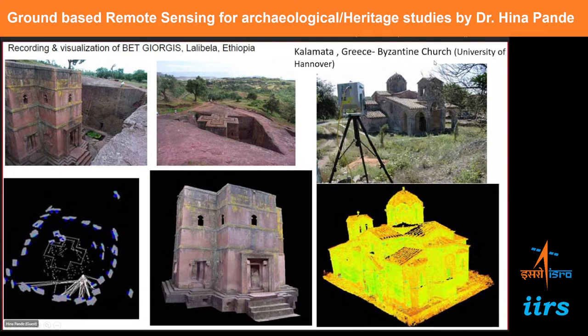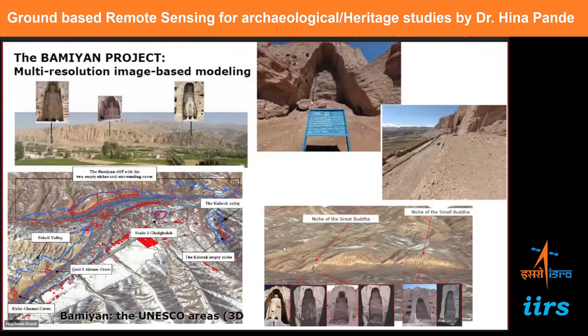So this is another example of a church here. Here we were talking about how we can overlay or superimpose the photographs as textures. So this will give you photorealistic models. You see each and every detail in very high resolution. So any damage or any change in the structure, etc., can be easily monitored and changes can be detected.